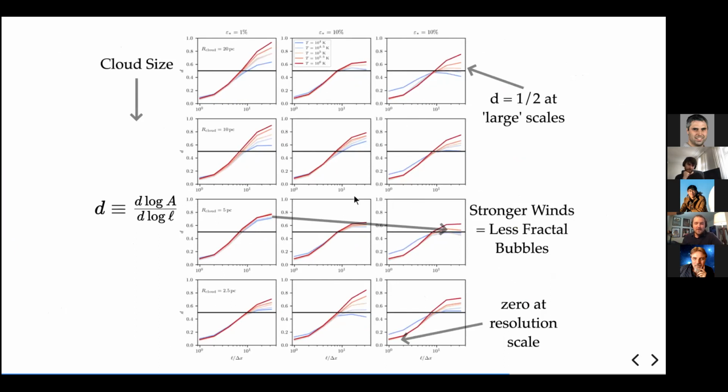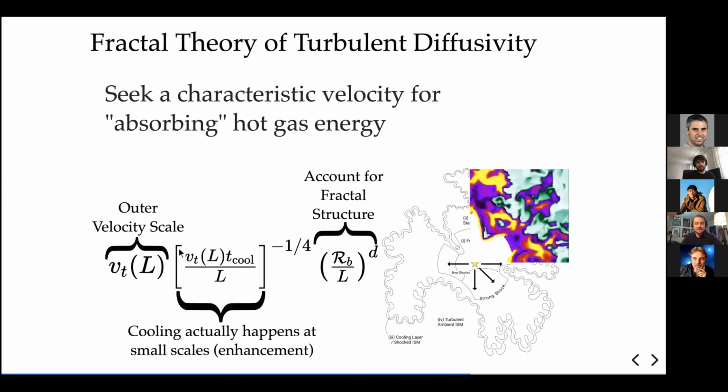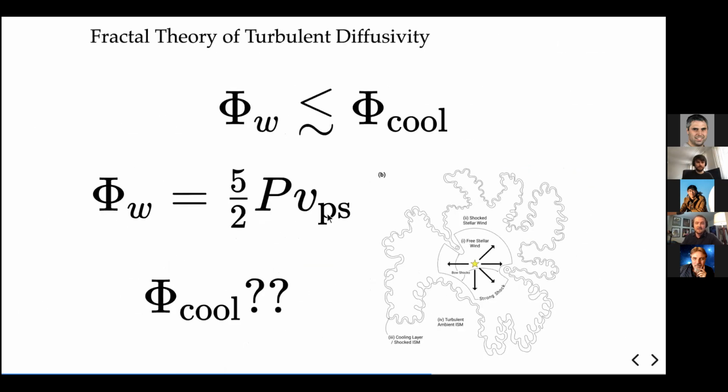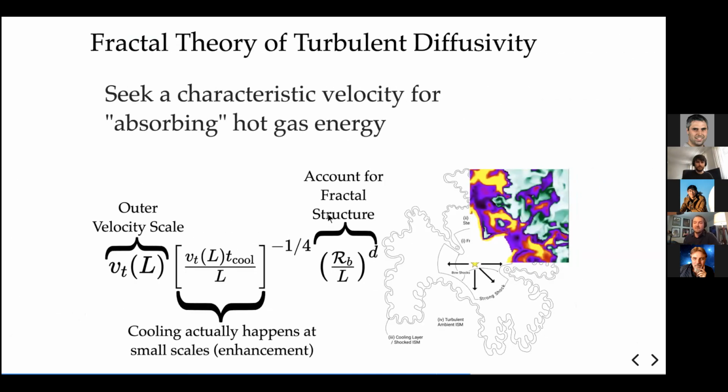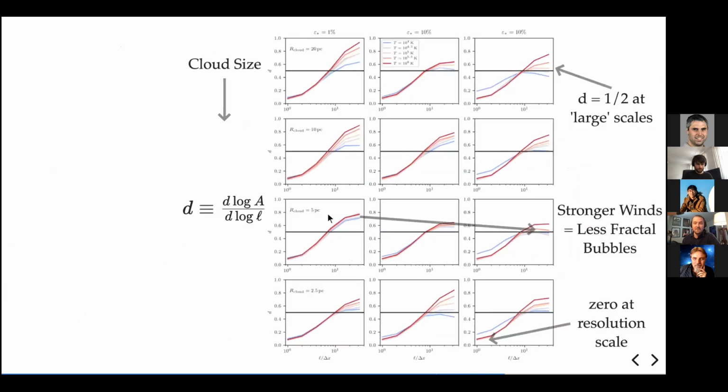So the basic idea that we want to get across is that we can measure these things. The two things that this basically depends on are the velocity scale in the turbulence and the fractal structure. And we can measure that in our simulations and compare this term to the post-shock velocity of the wind to see whether it actually makes sense. It's self-consistent that we're mixing away as much energy as we should be.